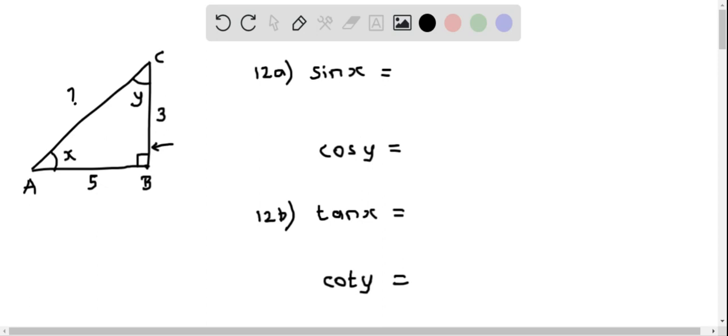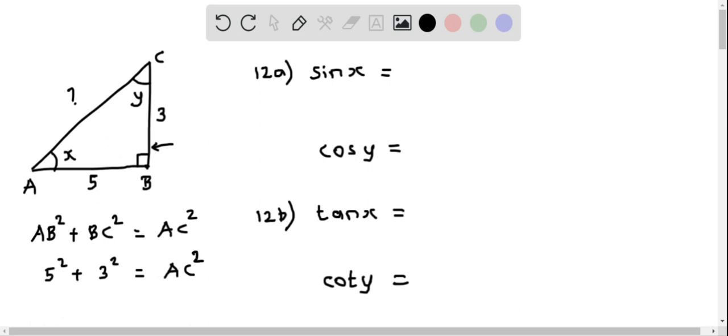This can be found by using the Pythagorean theorem. Let's apply the Pythagorean theorem: the sum of the squares of the sides is equal to the square of the hypotenuse. Therefore, we can write AB squared plus BC squared equals AC squared. Now we substitute the values: AB equals 5, so this becomes 5 squared plus BC is 3, 3 squared equals AC squared.